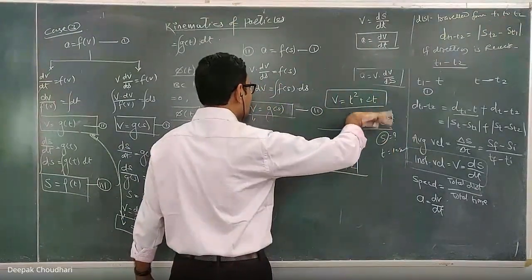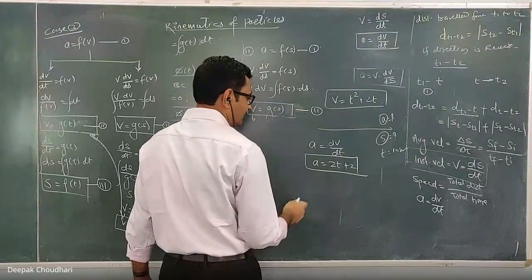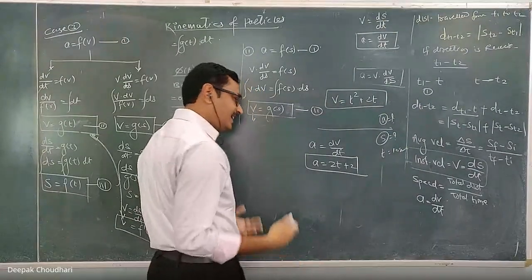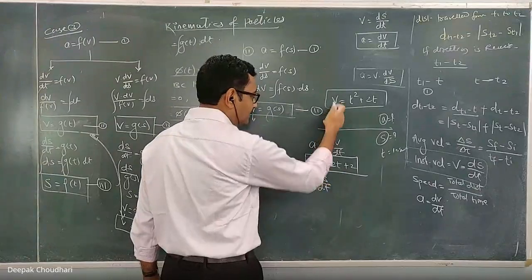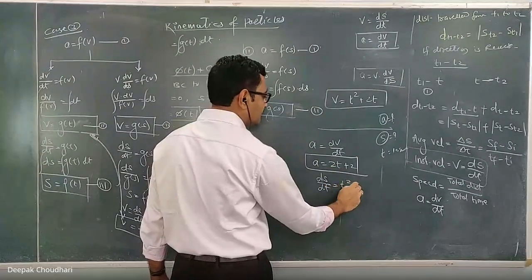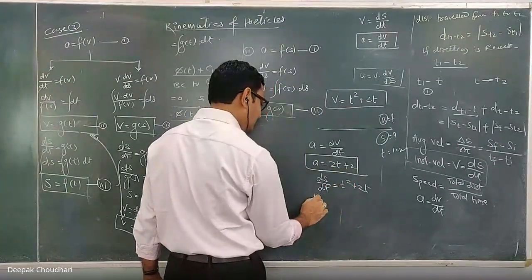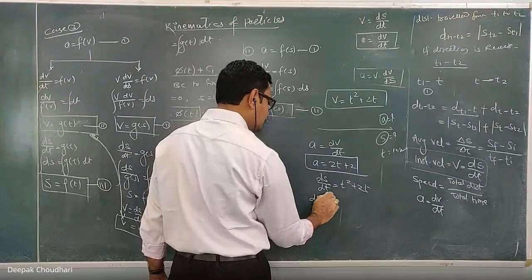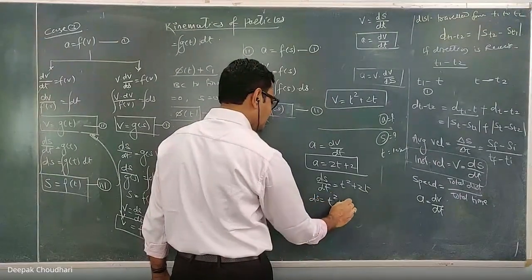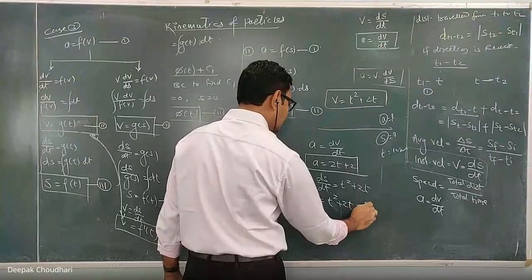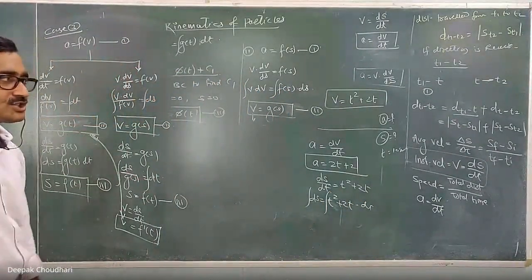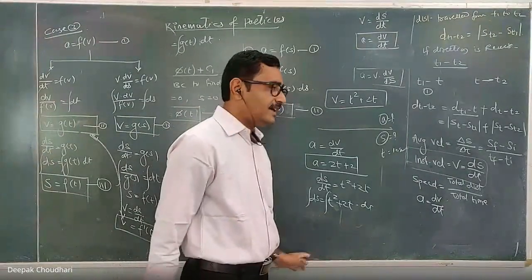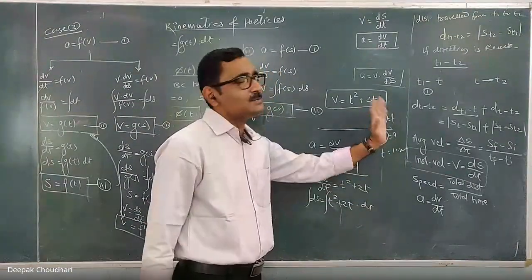So integrate this velocity equation. But instead of integrating it directly, I suggest you replace this v by ds by dt, which is equal to t square plus 2t. Then separate the variables, ds equal to t square plus 2t into dt, and then integrate on both sides. Here you will get s as a function of time t, and after simplifying this, substitute t equal to 10, you will get the corresponding displacement.